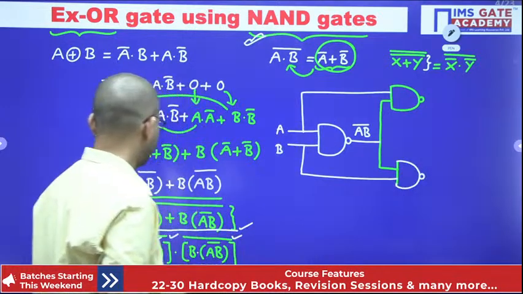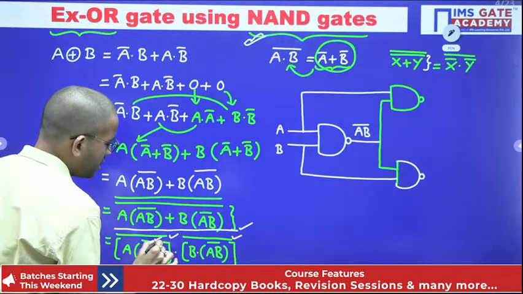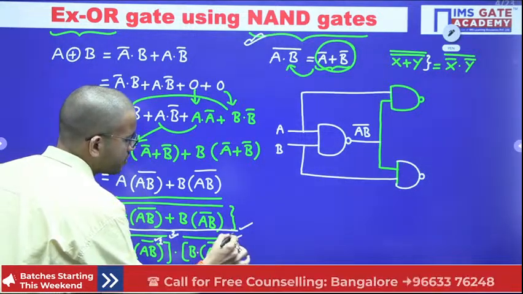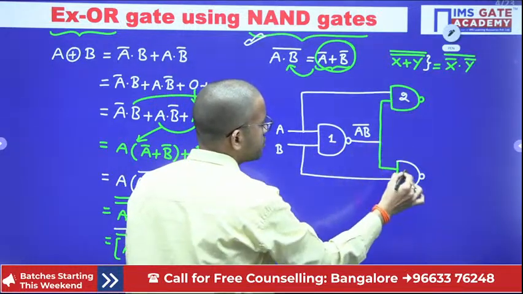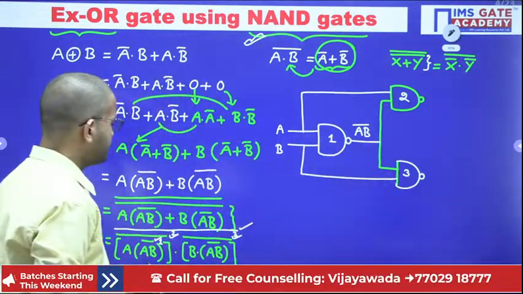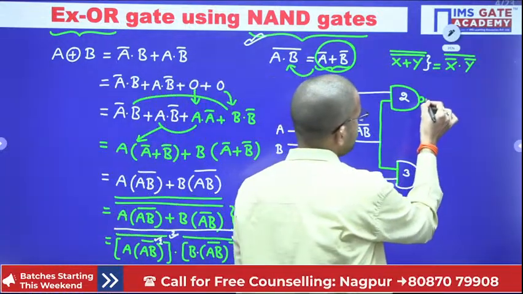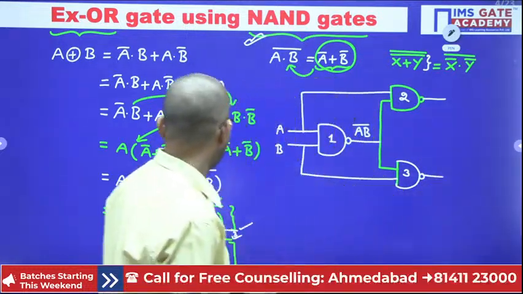Just for easy understanding, I am labeling: this is the first NAND gate, this is the second one, this is the third one. First NAND gate, second NAND gate, third NAND gate. Up to here we got. Now the output of the second NAND gate is Y1. The output of the third NAND gate is Y2.